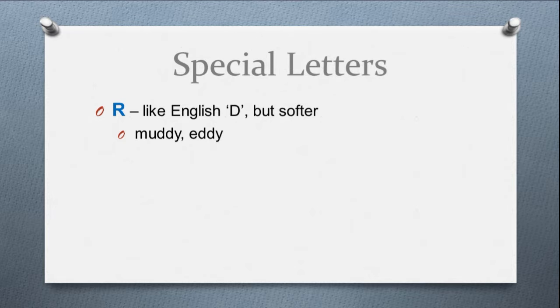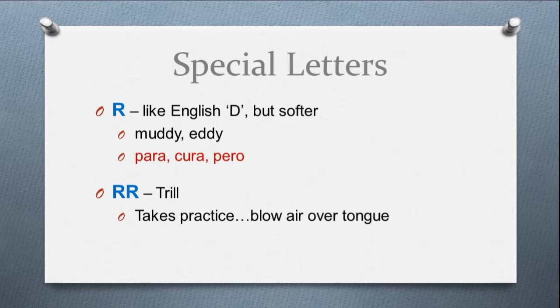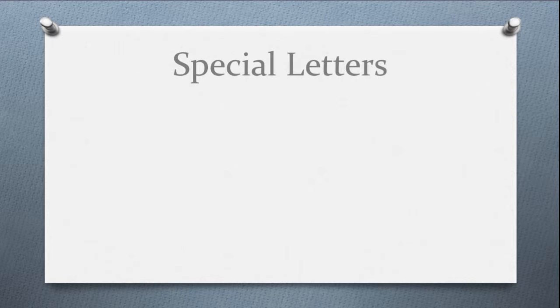R is like an English D, but it's softer than an English D in many cases. So the D in the middle of muddy or eddy is what a Spanish R sounds like. For example, para, cura, pero. And a double R is a trill. Rrr. It takes practice. You're blowing air over the tongue. It took me about a year to learn how to do it, actually. But that's what it is. Perro, para, pantorrilla, which means calf in English.